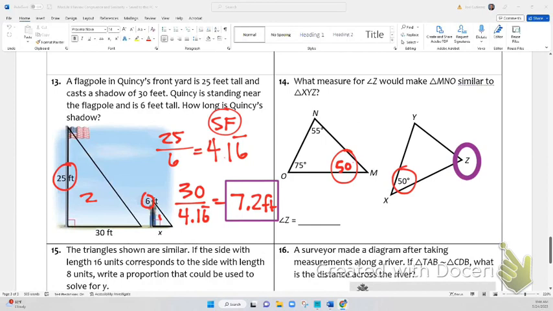So the question is, what angle can angle Z be? Your two possible answers are that it can either be 75 degrees or 55 degrees. Why? Because on this other side, those are the two angle measures that we have, and that's what Y and Z can be, so you can either put 75 or 55 degrees for that one.